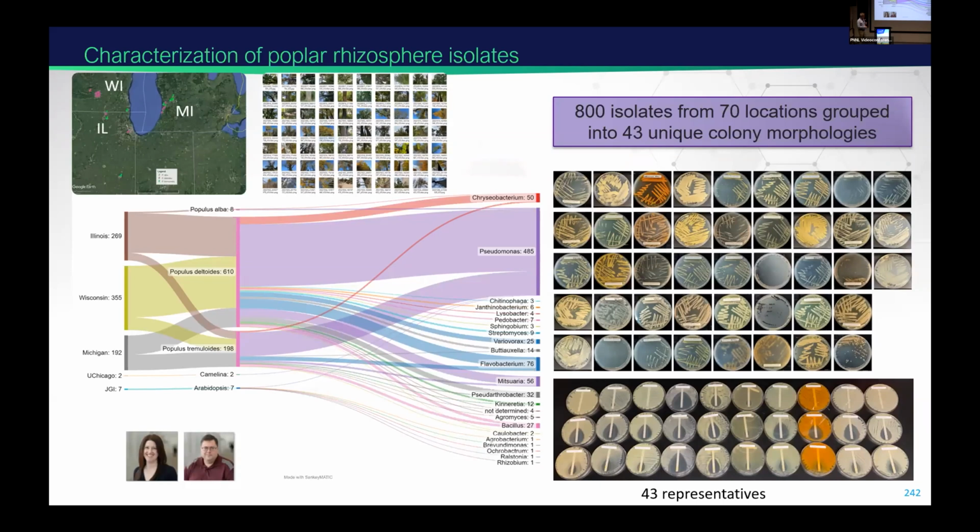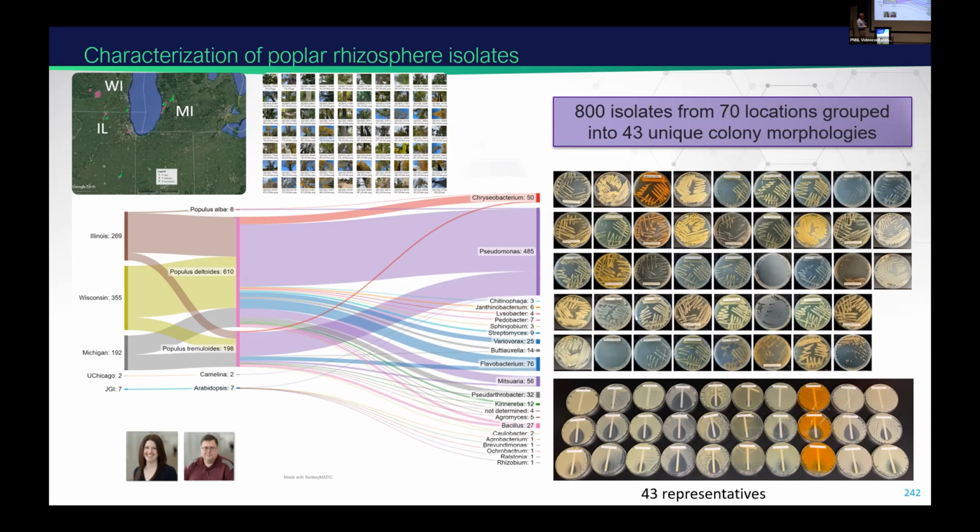And Jessica was able to morphologically cluster them into more than 40 clusters, and then we sequenced these. So at this point we have a full genome sequence with nanopore, and some of these also have Illumina polishing. So we have a fine print of what's capable.